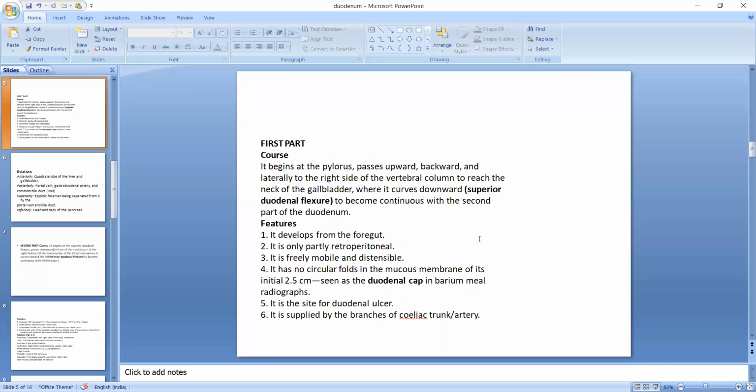It develops from the foregut and is only partially retroperitoneal. It is freely mobile and extensible. It has no circular folds in the mucous membrane of its initial 2.5 centimeters, seen as the duodenal cap, and it is the site of duodenal ulcer. It is supplied by the branches of the celiac trunk.